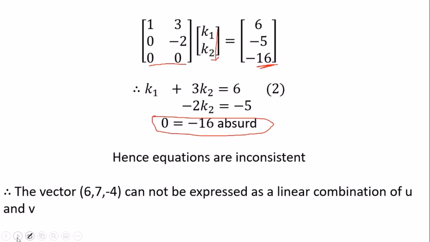So today we have learned, if some vectors are given and we try to express a vector as a linear combination of two other given vectors, then how to express it. Sometimes it is possible, sometimes it is not possible.